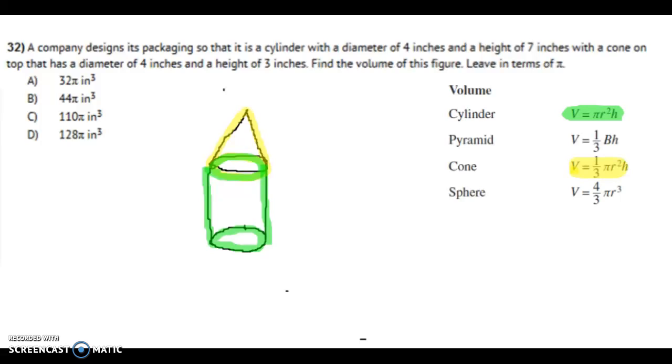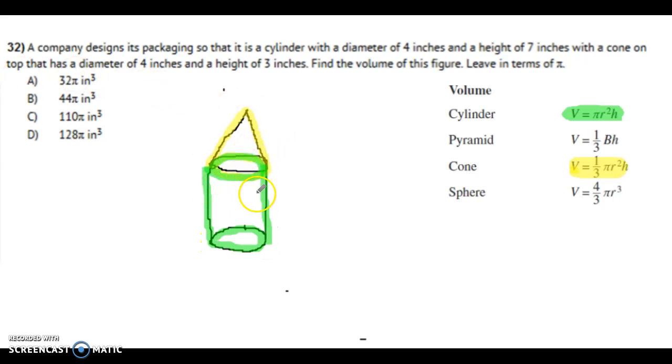Question 32 says, a company designs its packaging so that it is a cylinder with a diameter of 4 and a height of 7, with a cone on top that has a diameter of 4 and a height of 3. Find the volume of this figure and leave in terms of pi. Okay, y'all, I am not an artist, but I tried to draw this.